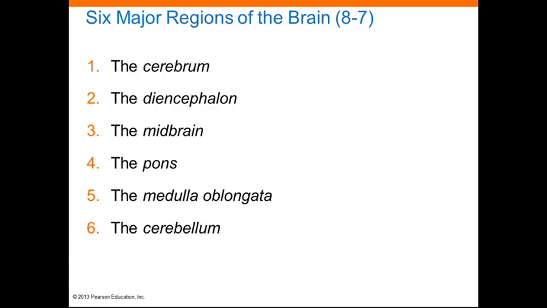The pons, number 4, contains tracts and relay centers that connect the brainstem to the cerebellum. Number 5, the medulla oblongata contains major centers concerned with the regulation of autonomic function like heart rate, blood pressure, respiration, and digestive activities. And last but not least, the cerebellum, number 6, adjusts voluntary and involuntary motor activities.